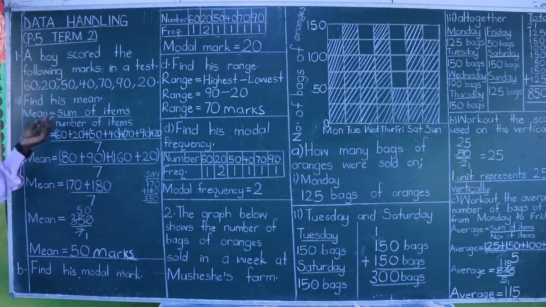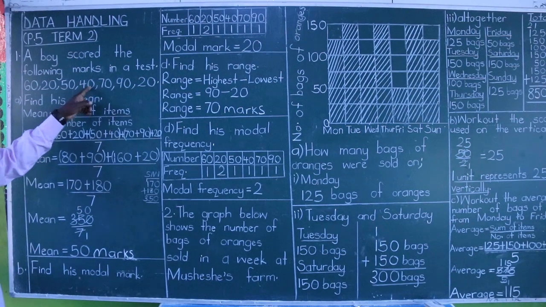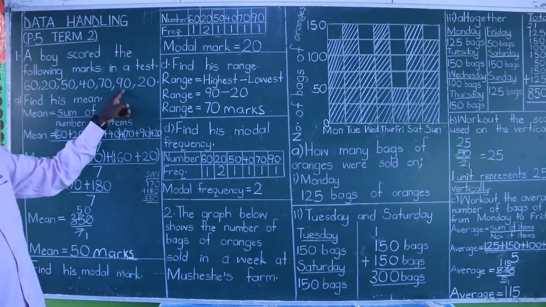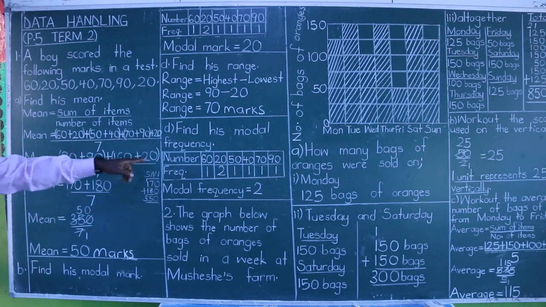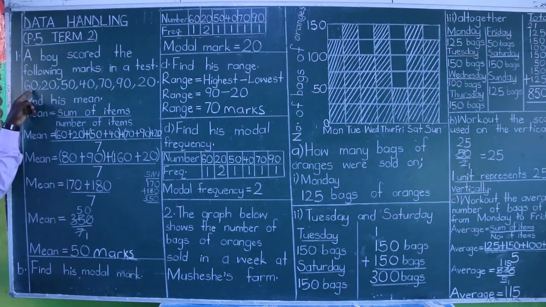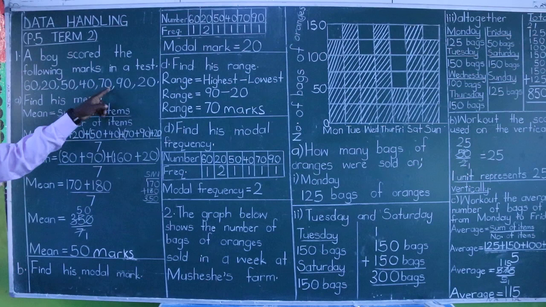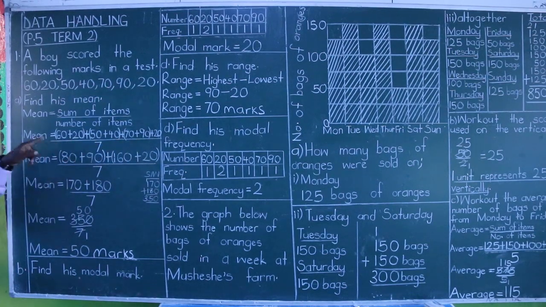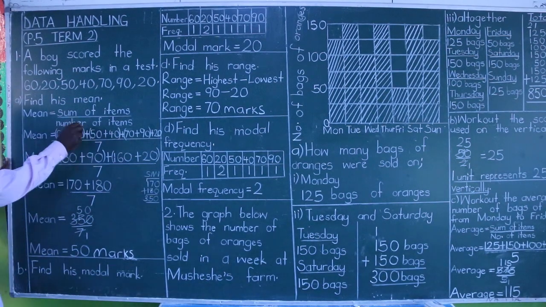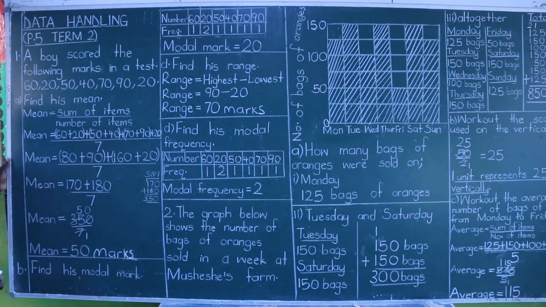So we're going to sum up these items, meaning add them all. We say mean equals 60 plus 20 plus 50 plus 40 plus 70 plus 90 plus 20, out of their number. You count them: 1, 2, 3, 4, 5, 6, 7. That's why we say out of 7. And now we pair them for easy addition, if you didn't choose to add them at once.